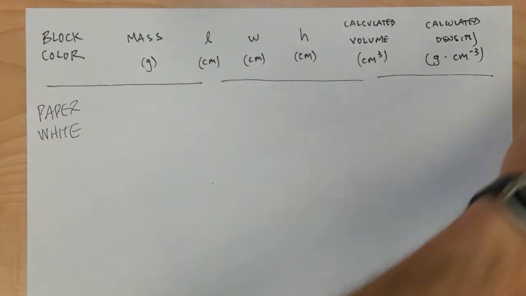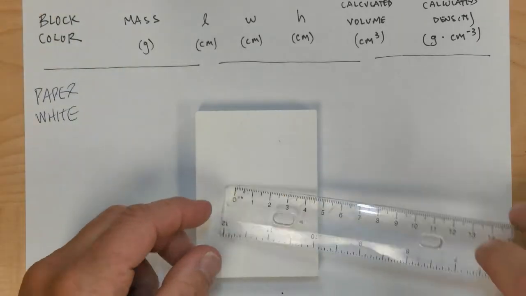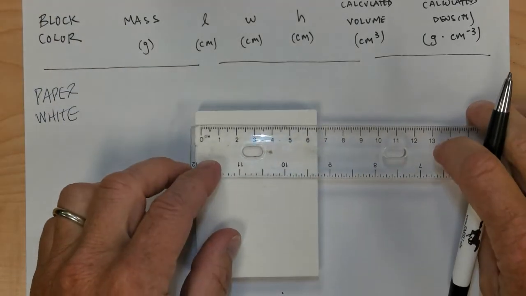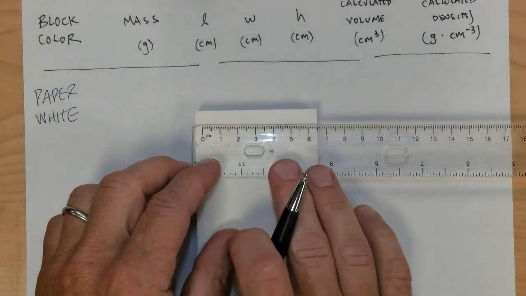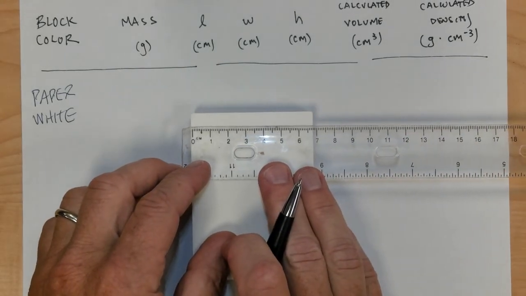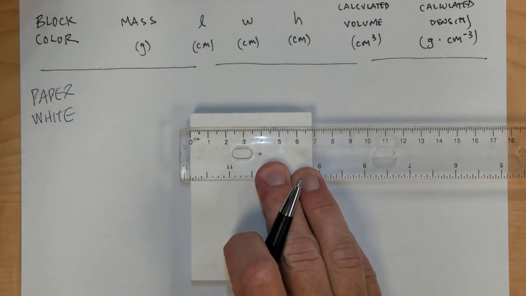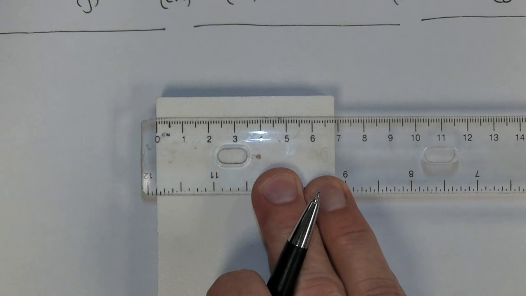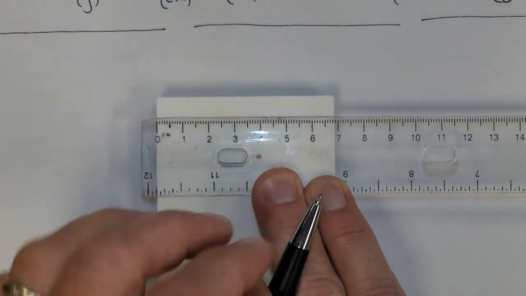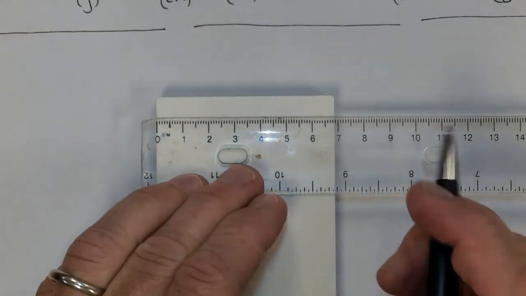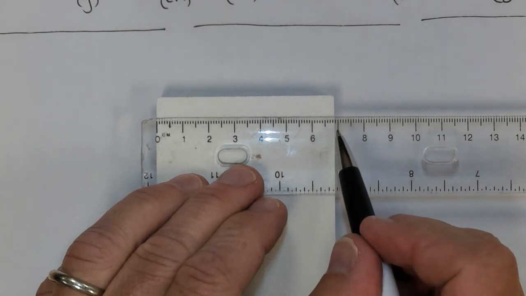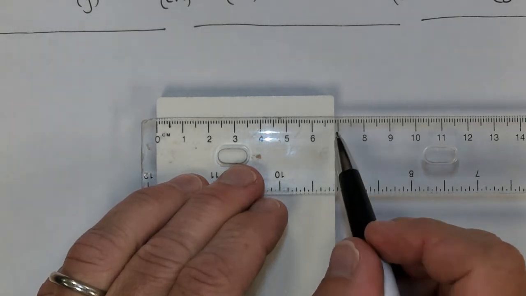Okay, so the first block that I'm going to measure is right here. It's called the paper white block. And let's see if we can get this to focus a little bit better. There we go. I'm going to measure the length first. I'm going to put it right here at 0 centimeters, and I'm going to zoom in so you can see exactly how many significant digits you can get from this device. Then write down the measurement right here for the paper white block.